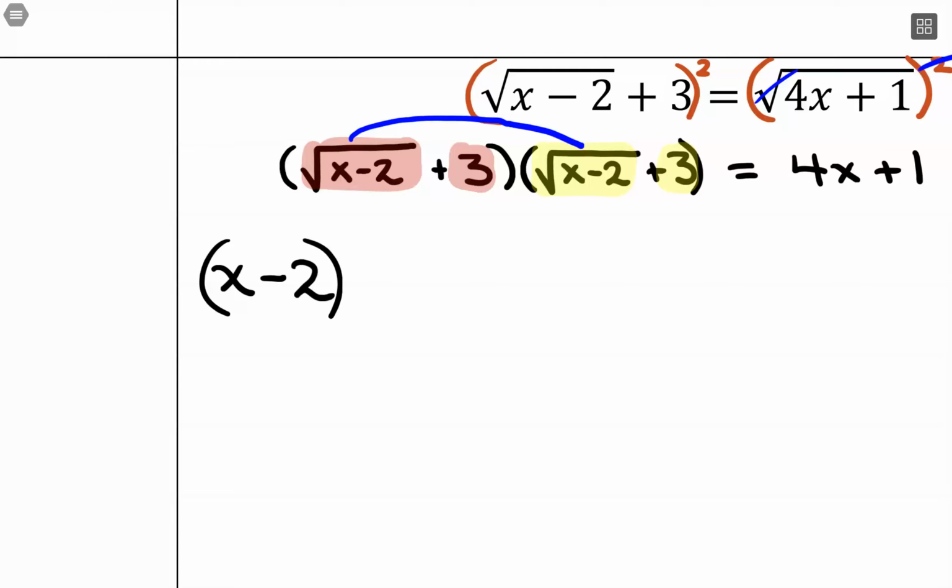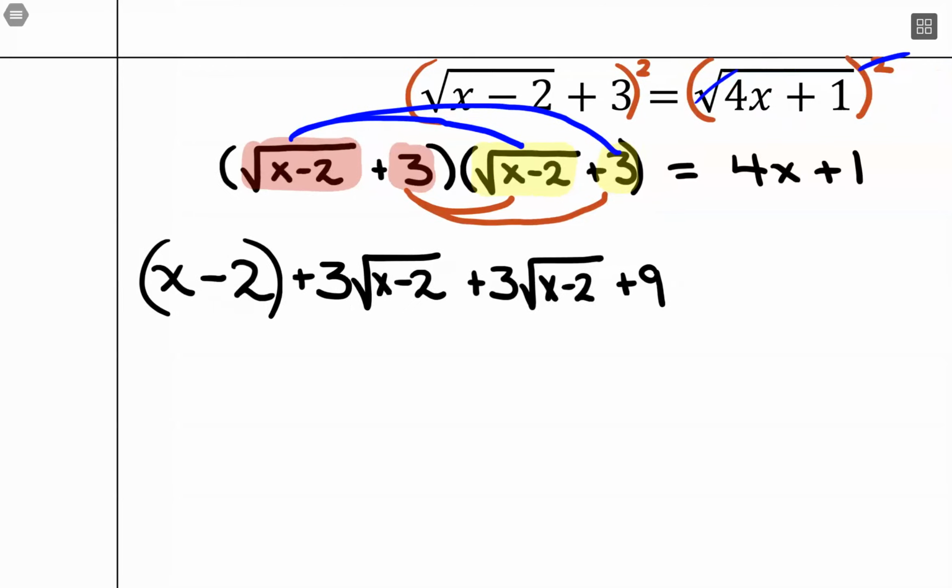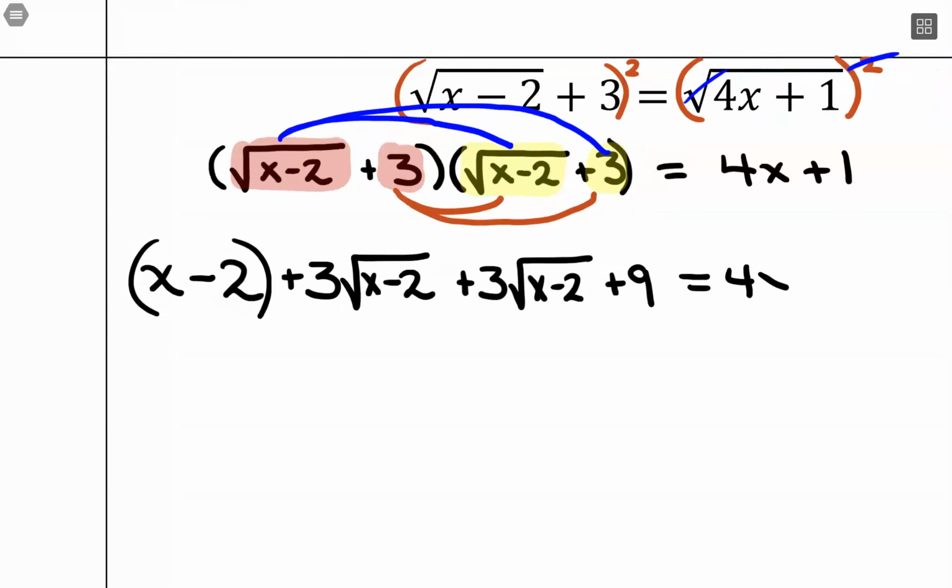Then what we'll have is that square root of x minus 2 times positive 3. So I'm going to have positive 3 times that square root of x minus 2. So that's our first outer, and then we're going to go inner, which will be positive 3 times square root of x minus 2. And then we'll have last, positive 3 times positive 3, which is positive 9. And then that equals 4x plus 1.